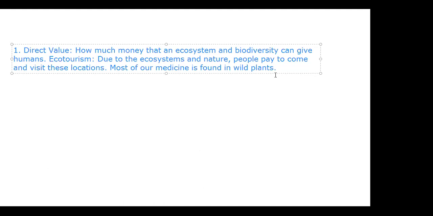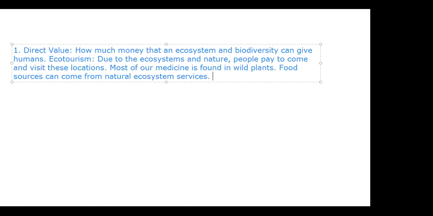And also some of your food sources can come from natural ecosystem services. Some people rely almost entirely on wild game in order to get sustainable food for the year. They talk about filling their fridges. That is another type of ecosystem service. So we have those sorts of things.